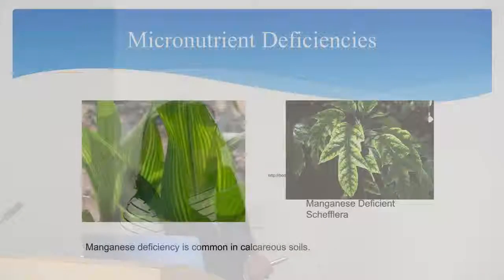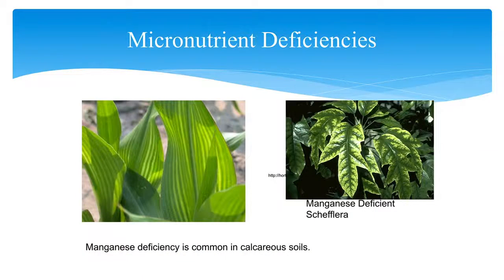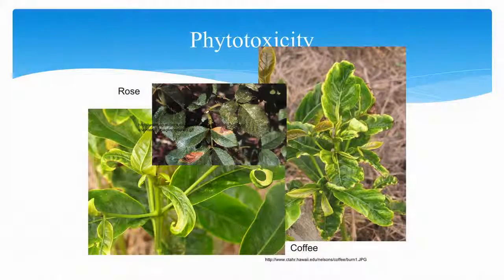Palm fertilizer, again, is going to be specially formulated for what's typically deficient with the palms. Magnesium deficiency on Schefflera, and manganese. There's a difference between them, it's a micronutrient, and then, again, it happens a lot in the alkaline types of soils. If you have too much, though, phytotoxicity can occur on coffee and rose.